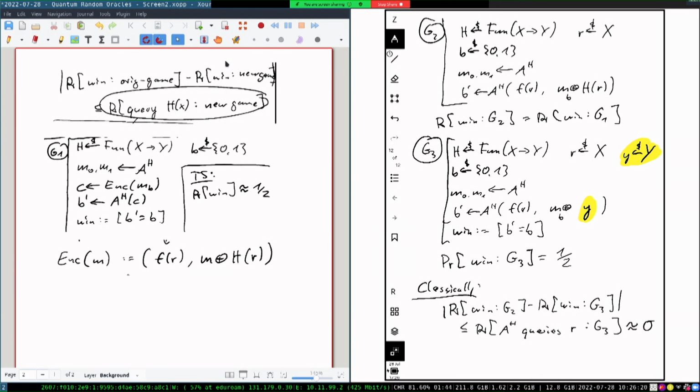So the question is, how can we do this thing quantumly? And I think this is as good a point to interrupt before we have our coffee break, because I think it would start in 3 minutes.